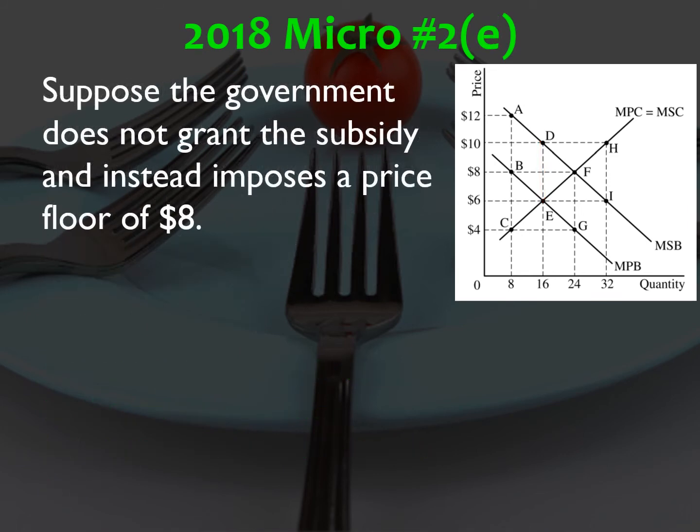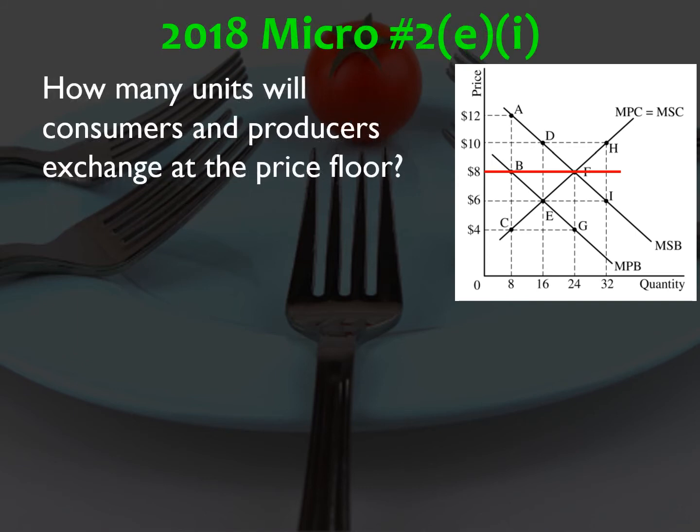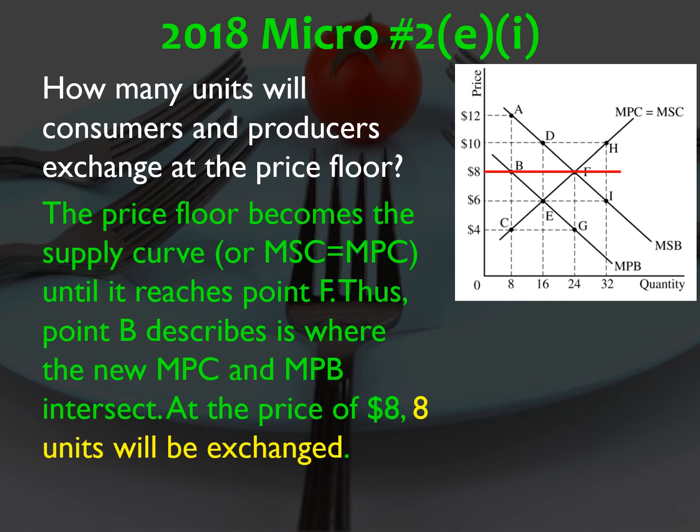E, suppose the government does not grant the subsidy and instead imposes a price floor of $8. There's our price floor. It is a binding price floor because it is above the equilibrium price. How many units will consumers and producers exchange at the price floor? So the price floor becomes the supply curve until it reaches point F. So this blue line here basically becomes the supply curve.